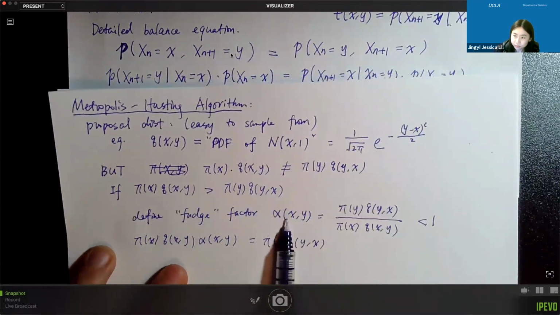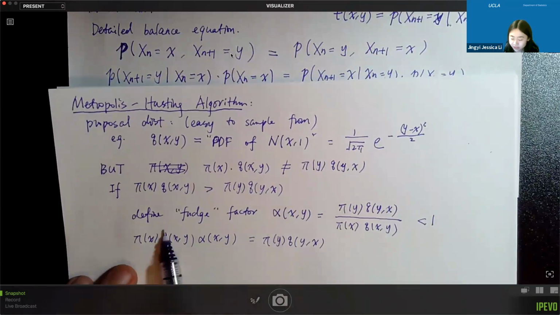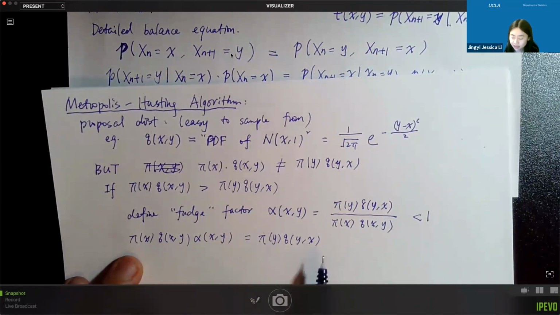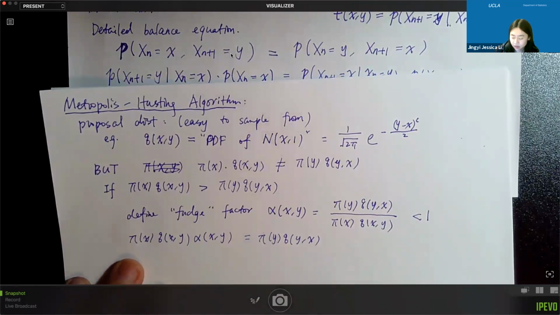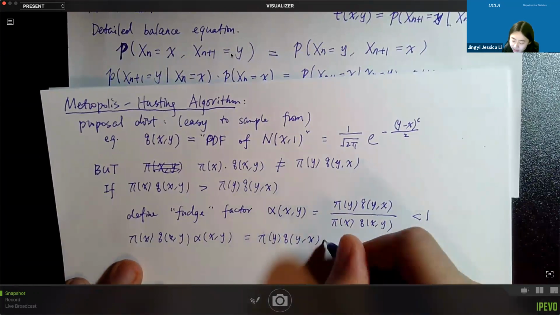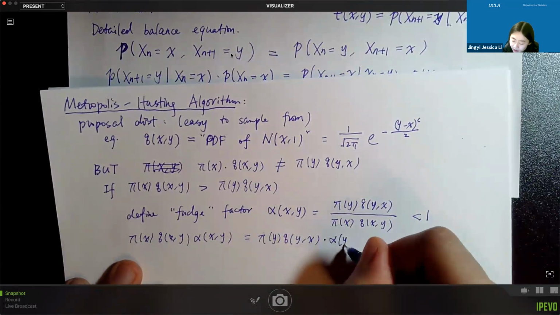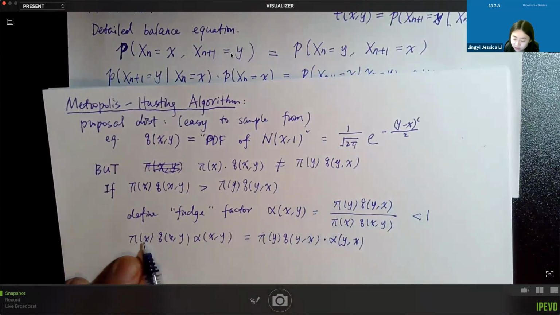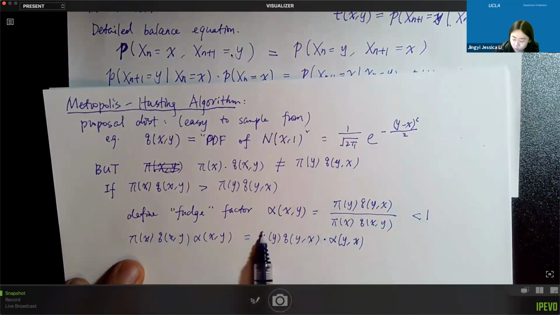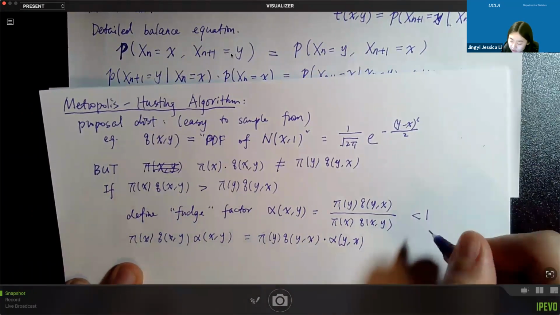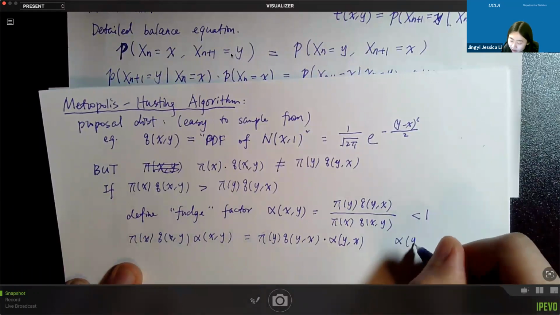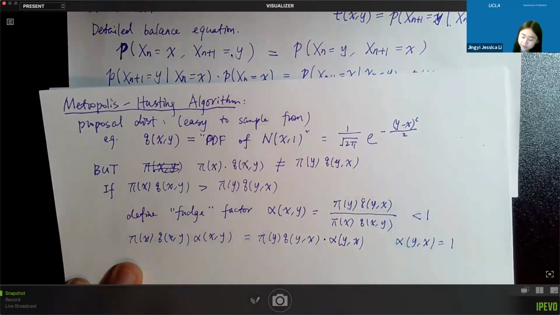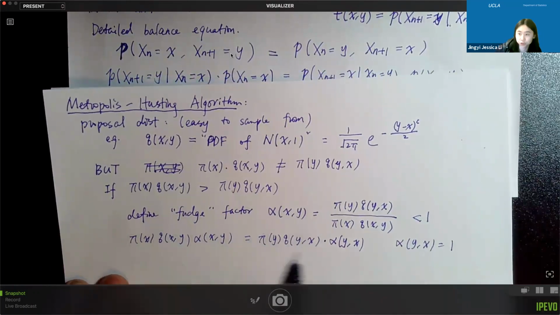naturally, just by the definition of the fudge factor. But now you see, on the left-hand side, we have 3 terms. The right-hand side only has 2 terms, right? That doesn't look symmetric to us. So then what we could do is say, on the right-hand side, we have pi y q y x times alpha y x. So we have complete symmetry. It's just like on the right-hand side, we swap the x and y from the left-hand side. And if I want to achieve that, then I just need to define alpha y x equals 1. So if I have this and this, then I have this equation.